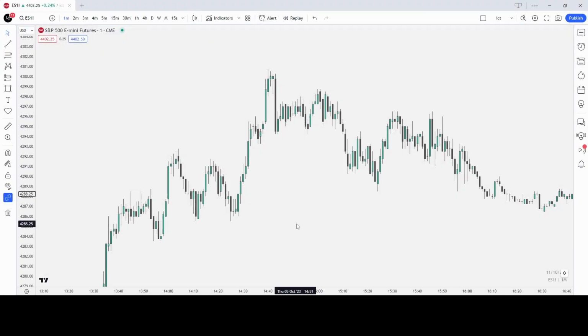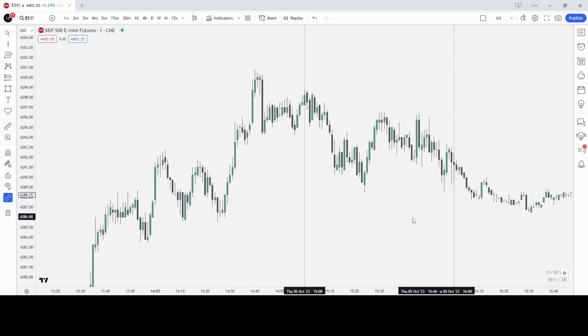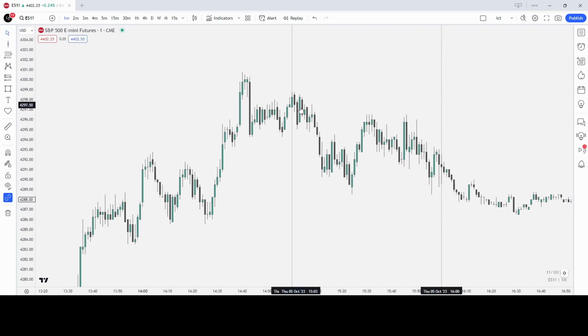So let's dive straight into the first example and lay out some rules for us before we get started on the model. So the first rule is that the 2022 model must form in between 3 p.m. New York and 4 p.m. New York. So within this time frame window, we must see the 2022 model present itself. Ideally, we want the shift to happen inside the time frame window, but this part is not necessary. The only thing that is necessary is the fair value gap that we are entering off of must form in between this hour.